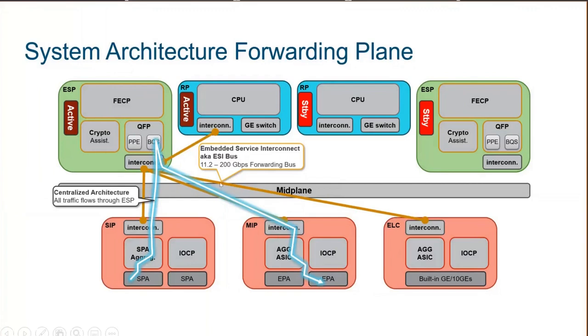Here we have shown it going through a MIP module, so it will be sent through the ESI bus again towards the MIP module, and a corresponding interface is chosen to put the packet on the wire. So this is how the forwarding works in brief. We'll deep dive into this later in the session. So this is basically the forwarding plane, how it works. Whatever traffic enters all these modules has to go through the active ESP.